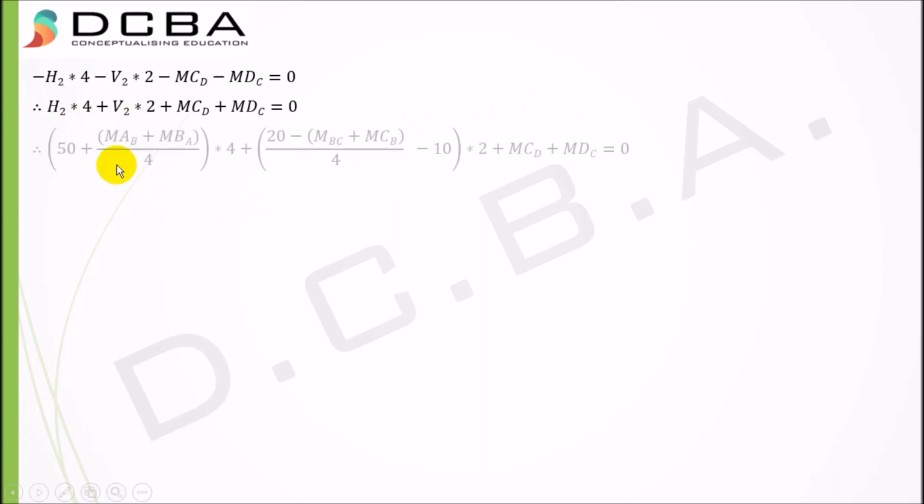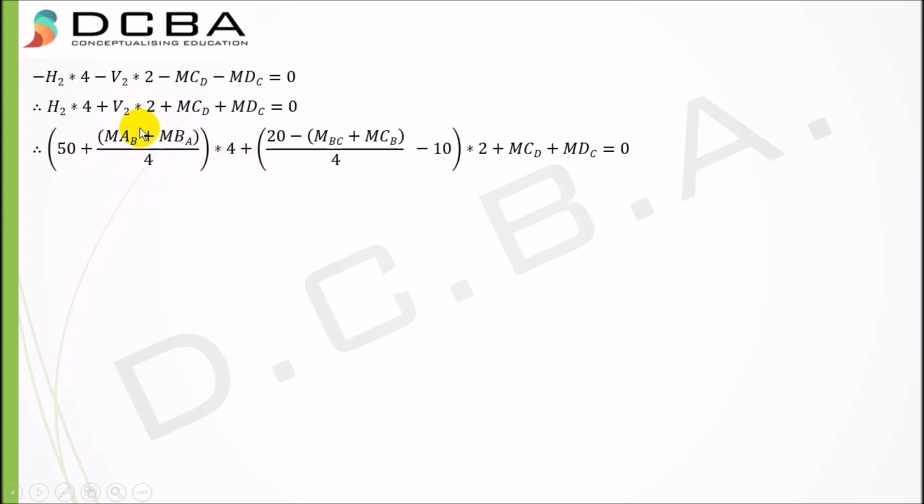This was basically minus H2 into 4 minus V2 into 2 minus MCD minus MDC equal to 0. We'll substitute H2 and V2. I've just basically taken negative outside and then it goes to the right hand side and it vanishes. So everything has become plus. This is H2, that is 50 plus H1. This was H1, right?